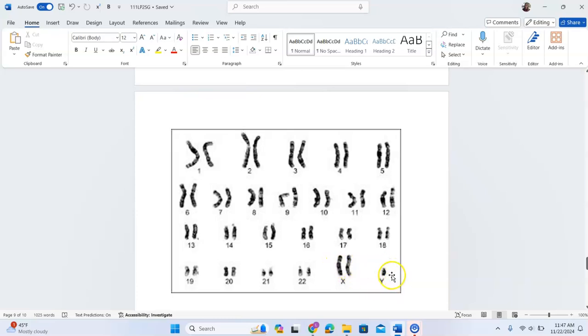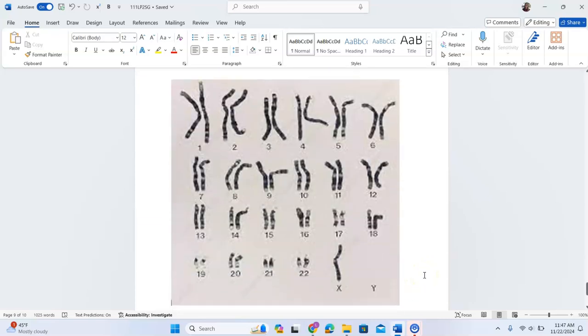okay, so this is a male because the presence of a Y determines that it's a male. And it has XXY, which means this is a condition called Klinefelter syndrome. If it was XYY, it would be a condition called Jacob syndrome. But it's 2 X's and a Y, which is Klinefelter syndrome.